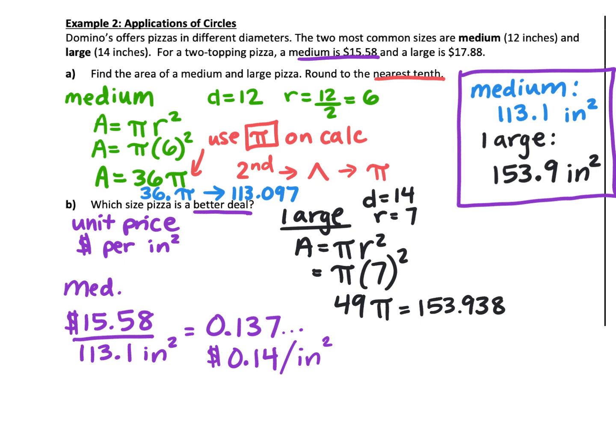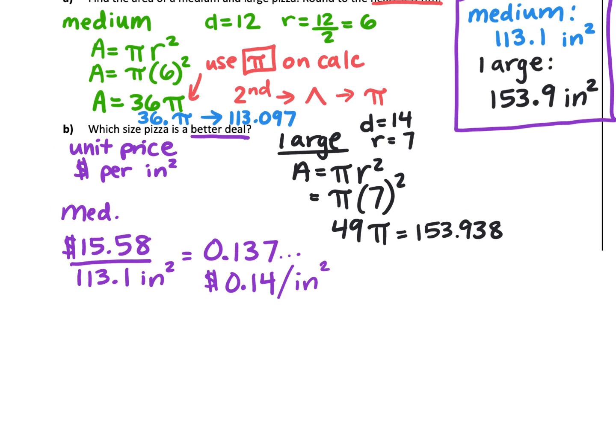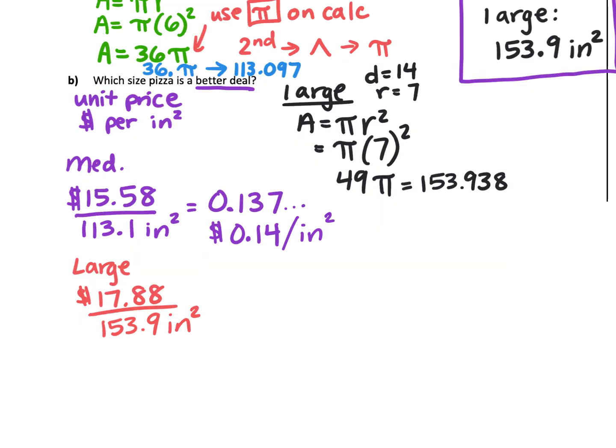Let's do the same now for the large pizza. The large pizza has a price of $17.88. I'm going to do the exact same thing. For the large, we take the price, $17.88, and divide it by the area that we calculated, which was 153.9 square inches. We divide that out, and what we get on our calculator is 0.116. If I round that to the nearest cent, that is about 12 cents per square inch.